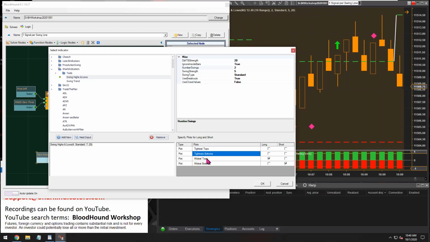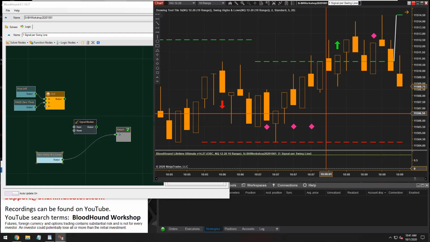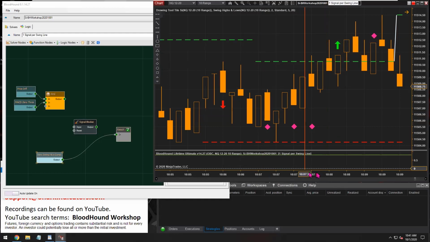Those would be like lower highs and higher low swings. But most of the time, most people just use the highest highs and the lowest lows, which is going to be the widest tops and the widest bottoms there. All right, so we have that selected. Now, you'll notice we don't have any output anymore on the chart. Shrink that up a little bit.